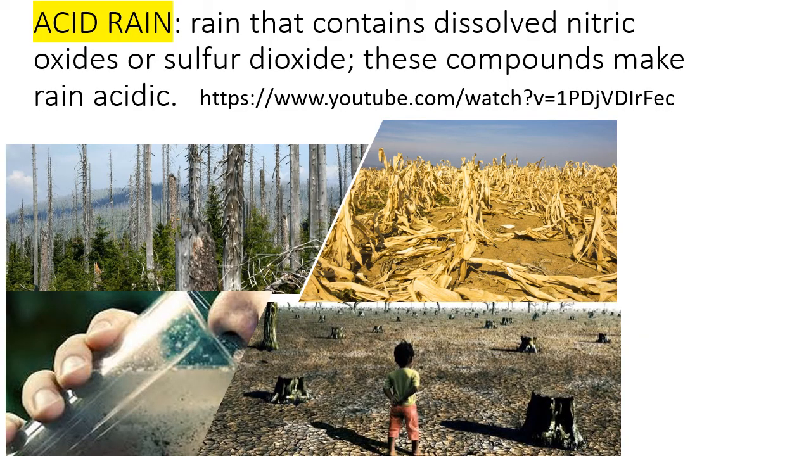Another environmental effect is something called acid rain. So that's rain that contains dissolved nitric oxides or sulfur dioxide, which are harmful gases. These compounds make rain acidic. So again, you can look at the pictures, look at the effects of acid rain, and also watch the YouTube video.